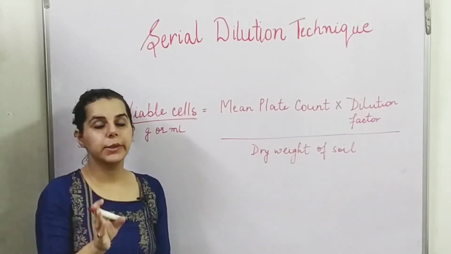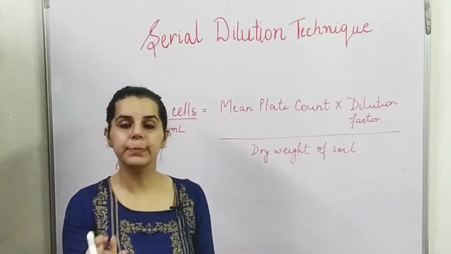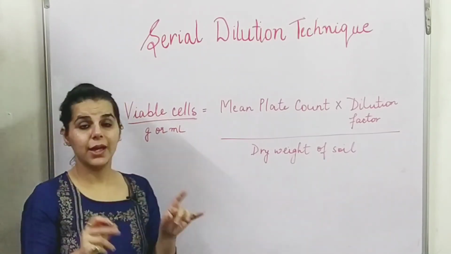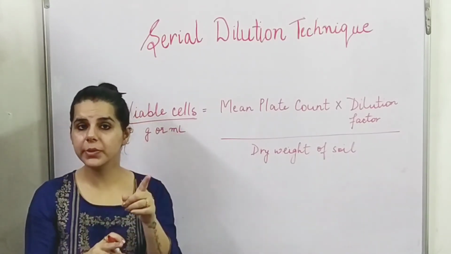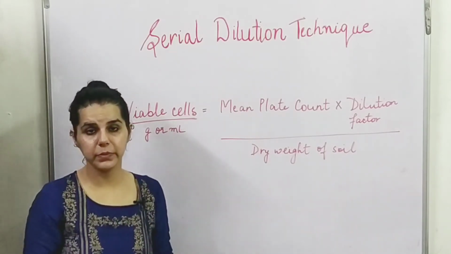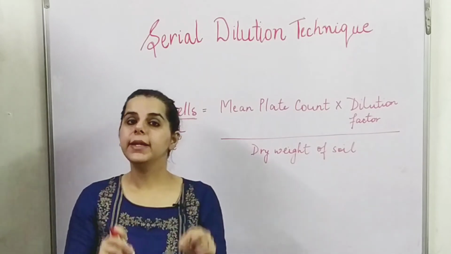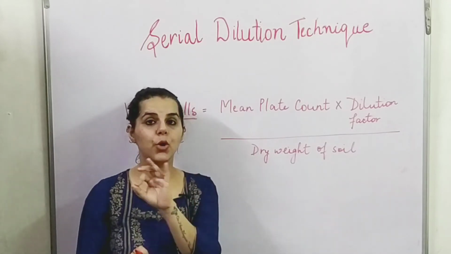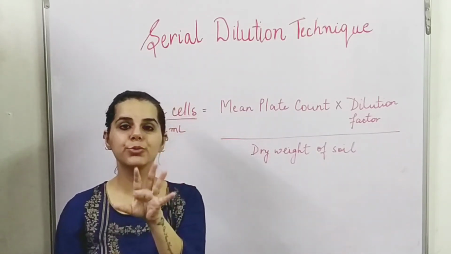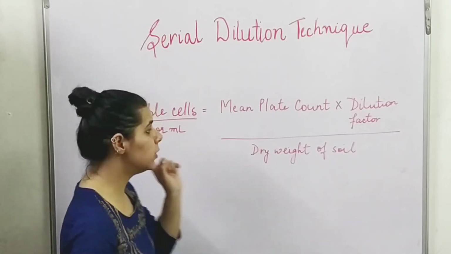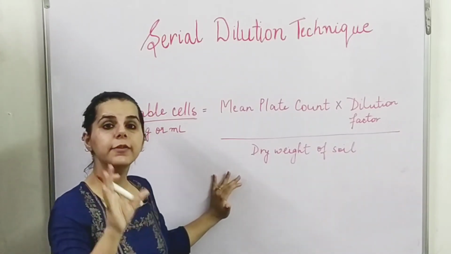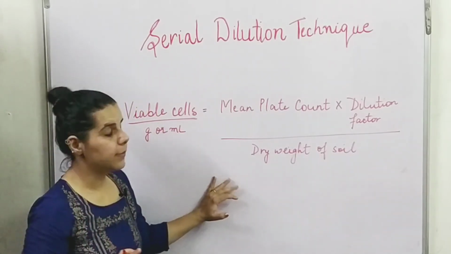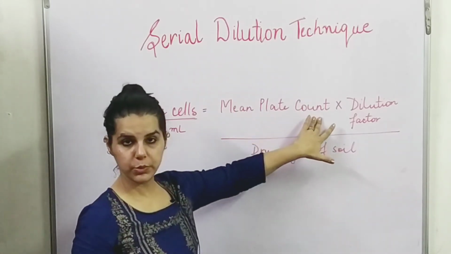Now, how will you calculate the number of viable cells per gram or ml of the given sample, right? Again, we will move back to the principle. The principle is that any material containing microorganism, any viable cell will be able to produce a colony. A non-viable cell, that means non-living, will not be able to grow into a colony. So, we will only be able to calculate the viable cells here, right? So, viable cells per gram or ml of the sample will be equal to mean plate count.